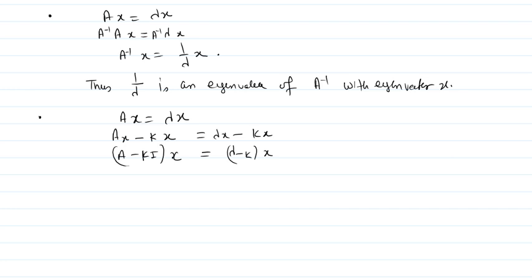So by definition, you can see from this that if A has eigenvalue lambda, then A minus kI has eigenvalue lambda minus k with the same eigenvector x. Further, from this you can also write (A minus kI) inverse x equal to 1 by (lambda minus k) x. So (A minus kI) inverse has eigenvalue 1 by lambda minus k. Here k is any non-zero number.